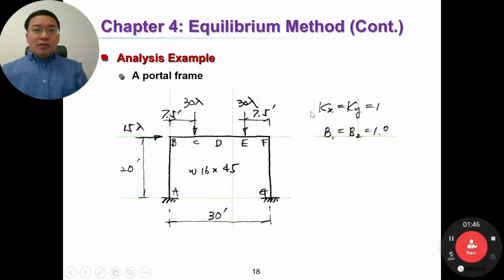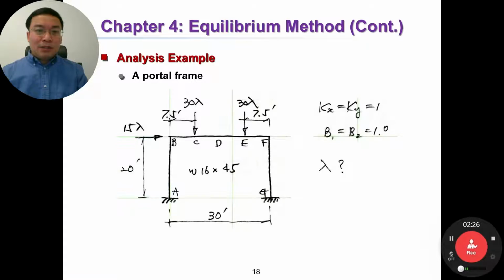In this example, we assume Kx equal to Ky equal to 1. K means the effective length ratio, okay? And B1 equal to B2 equal to 1. We assume that's the effect of the lateral translation and non-lateral translation case. B1 equal to B2 equal to 1. Then M equal to M, no change, okay?